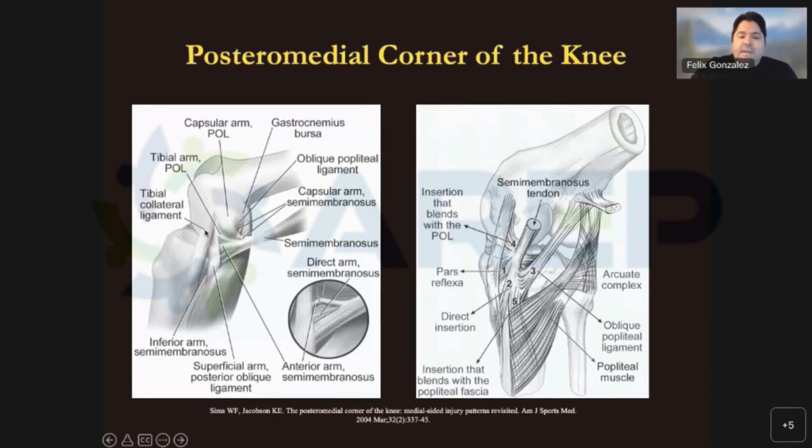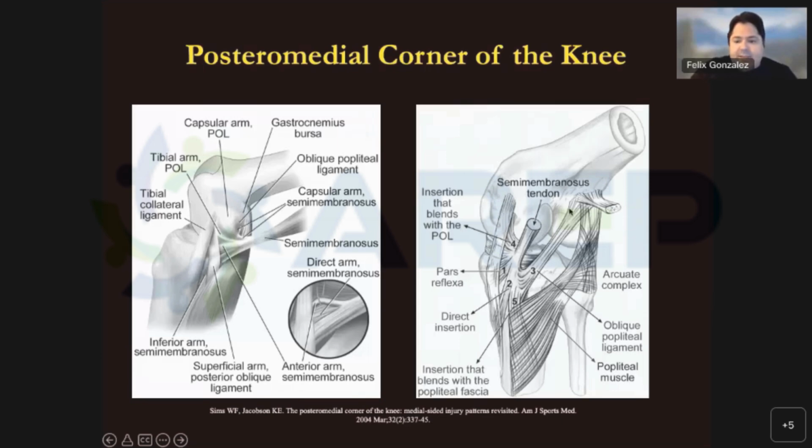The tibial collateral ligament, right, or the MCL, that's another component of this corner. You have basically the different arms of the semimembranosus extending down into the tibia, and you have different ligaments. We're going to go over that on the next slide. You have the oblique popliteal ligament, more posteriorly, and you have the posterior oblique ligament, posterior medially turning into the medial aspect of the knee. So this is just to show you how complex the semimembranosus tendon anatomy is.